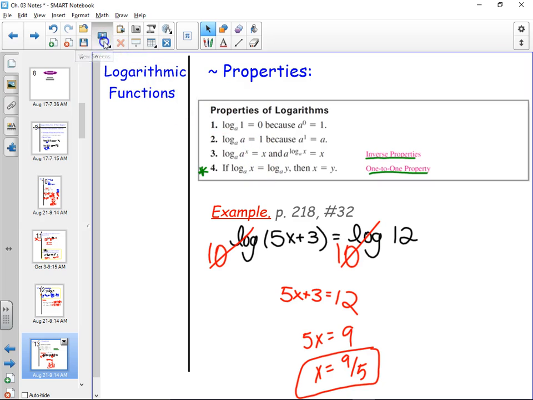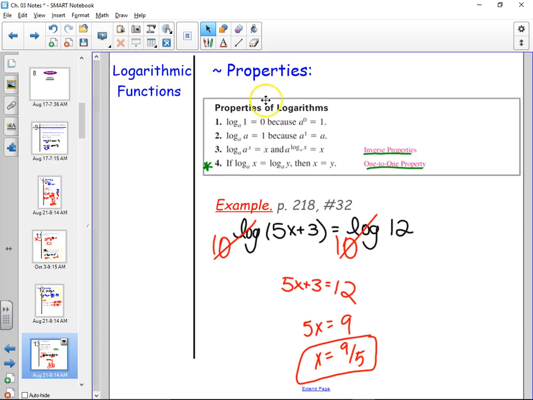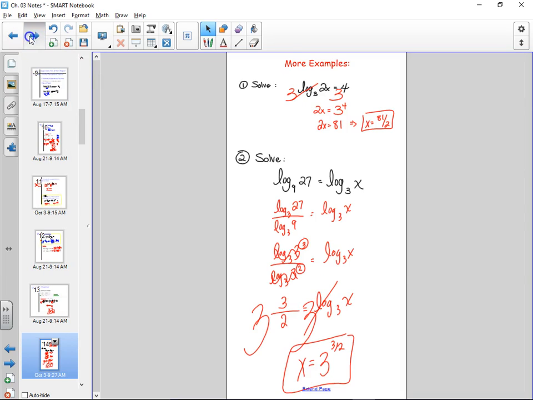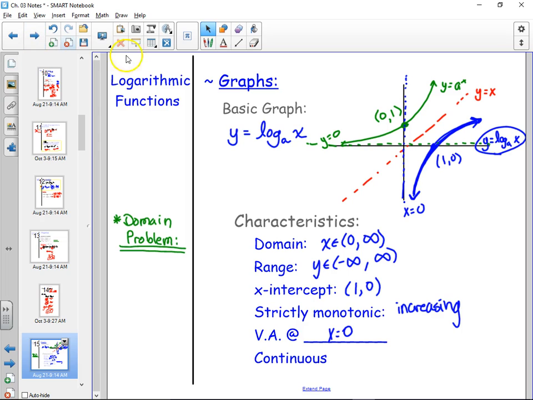What's one of these that you guys commonly forget? Any log of 1 is 0. I think that's the one that you commonly forget. I would highlight property number 1. Any log of 1. ln of 1, 0. Log base 2 of 1, 0. Common log of 1, 0. Any log of 1, 0. First property, property number 1. And besides that, good things to look at.